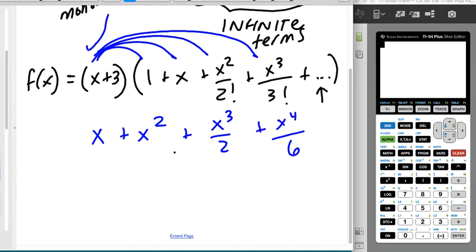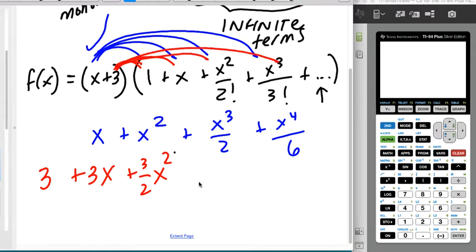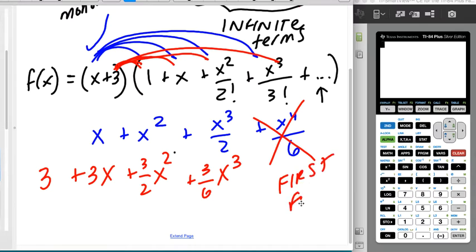Cool. That guy's done. Then I'm going to distribute the 3, and I'm going to get a 3, which I'm not going to line up with the x because it's not the same, plus a 3x because that does line up with the x, right? Plus, this will be a 3 halves x squared. And then when I multiply by this guy, I'm going to get a plus 3/6 x cubed. And it turns out I don't need this guy because they said the first 4 terms, and that would be the 5th one, because I have a constant term and a linear term and a squared term and a cubed term.